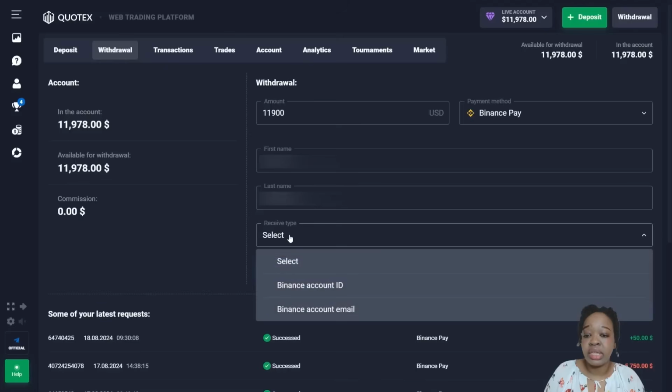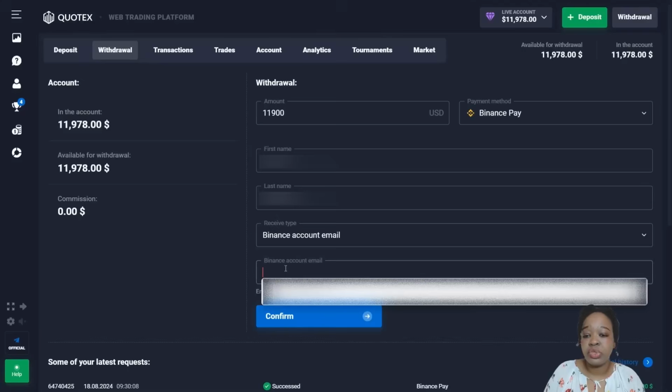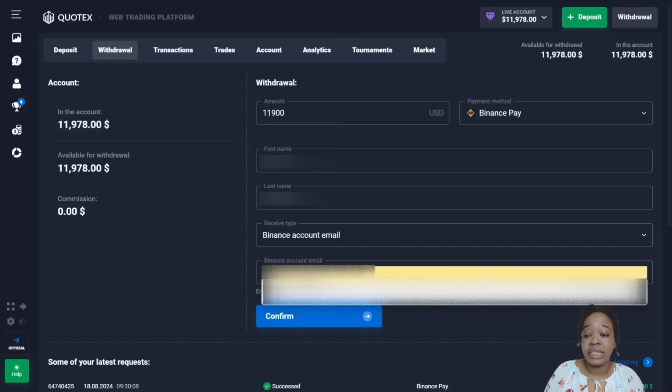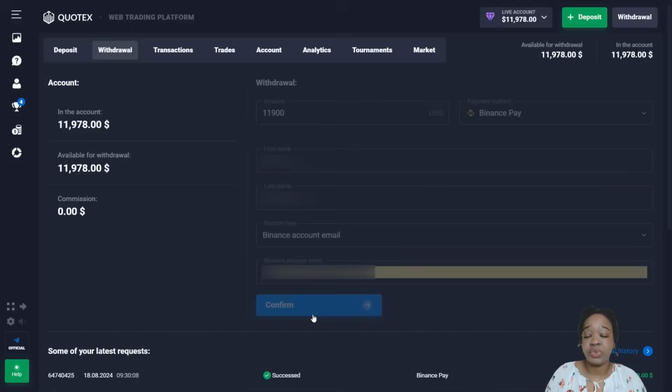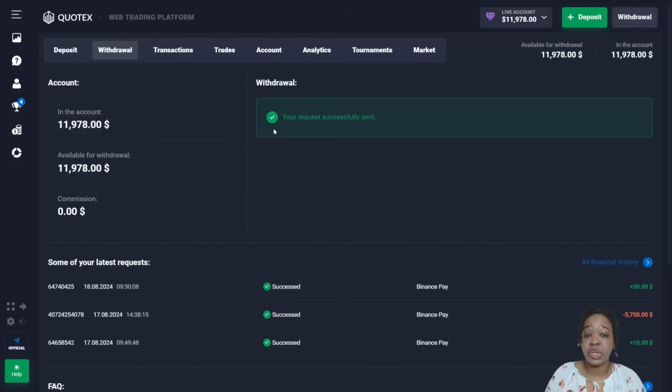Then I'm going to open the next line and here you need to select Binance account ID or Binance account email. I'm going to choose Binance account email and here I'm going to insert this email of the Binance account. And now that I've filled all the graphs, I'm going to press the confirm button. And this is great friends. As you can see, my application has been accepted into the operation.